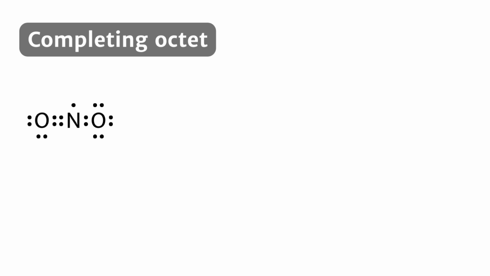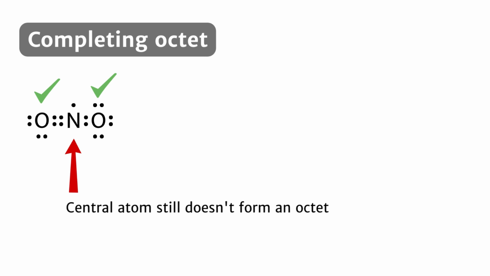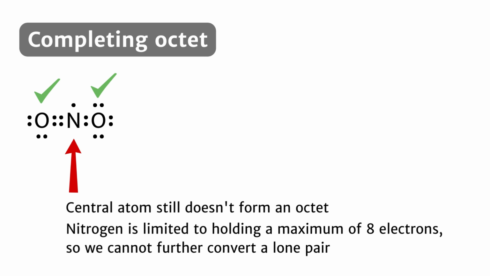While this adjustment ensures that the 2 outer oxygen atoms have satisfied their octets, it is apparent that the central nitrogen atom does not achieve an octet. However, considering nitrogen's valence shell limitation, we cannot further convert a lone pair to create a new bond with the nitrogen atom. Now, to check the stability of the structure, let's proceed with calculating the formal charge.